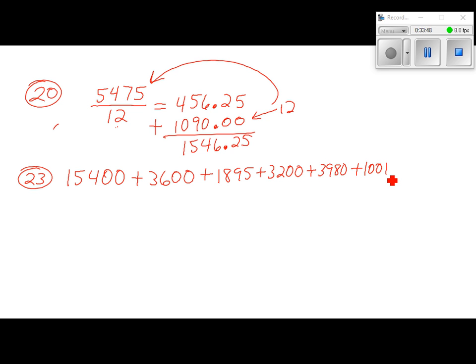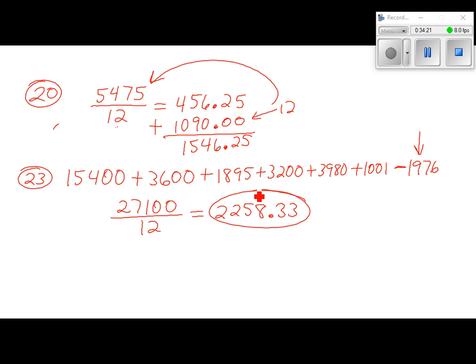And the last thing I wanted to mention here is it says there's savings on taxes. Well, that's going to get subtracted off. So that number there, you got to watch, it gets subtracted off. And when we do all that, I come up with a total of $27,100. Well, they want the monthly, so we have to divide that by 12, and it comes out to be about $2,258.33. And that's our answer.